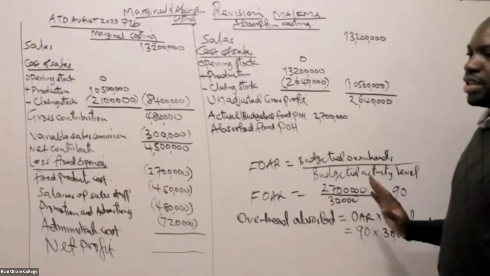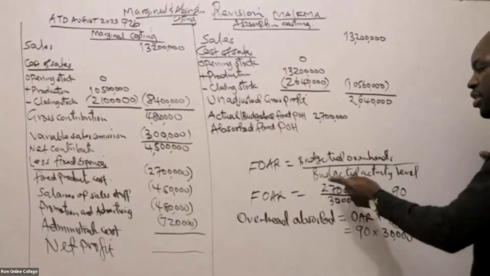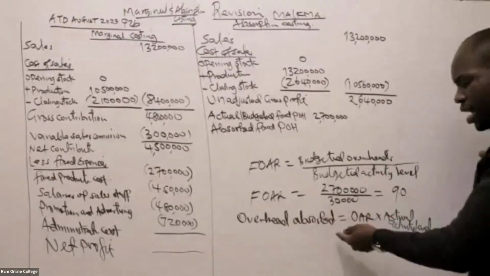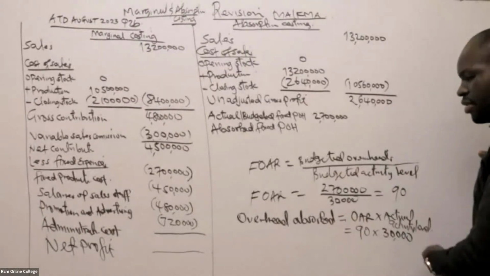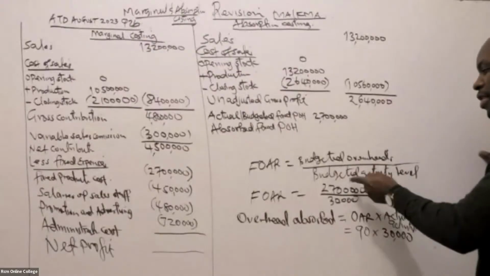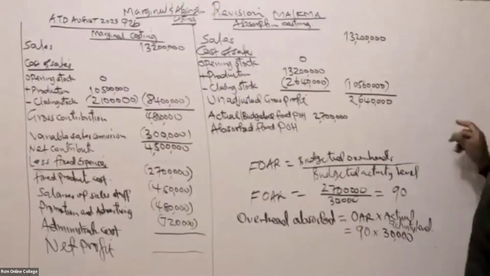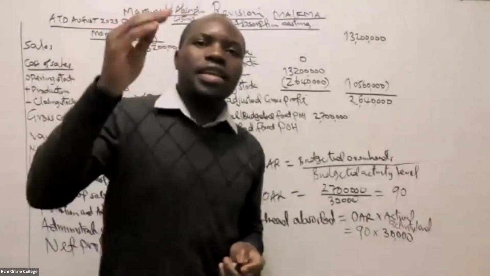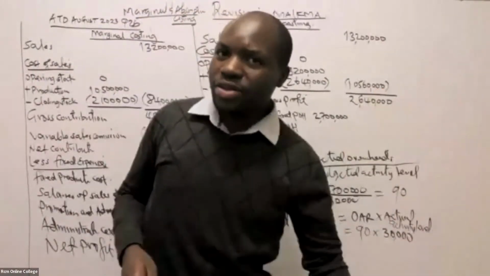Look at the items we are having. In our formula, it is budgeted overheads divided by budgeted activity level or budgeted units. Under absorbed, it is overhead absorption rate times actual activity level, actual units. The first one is budgeted units. The second one is actual units. The reason why we are using 30 in both cases is because our budgeted was 30,000. Our actual is now 30,000.